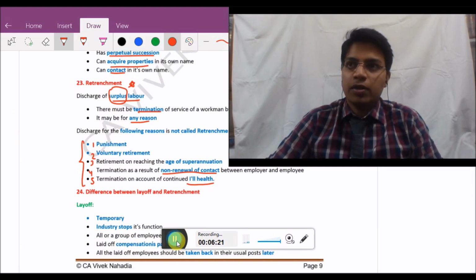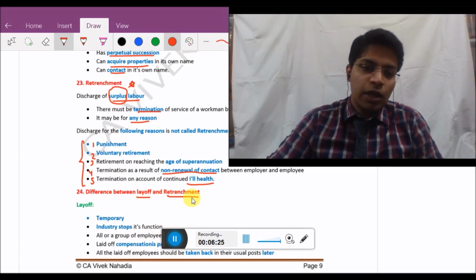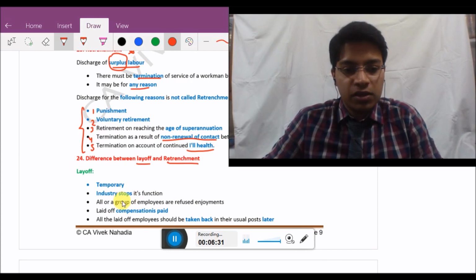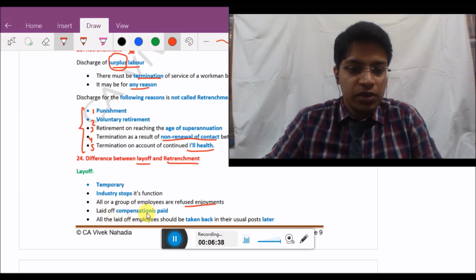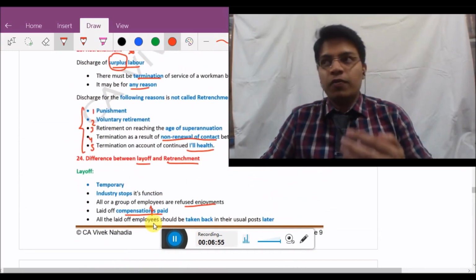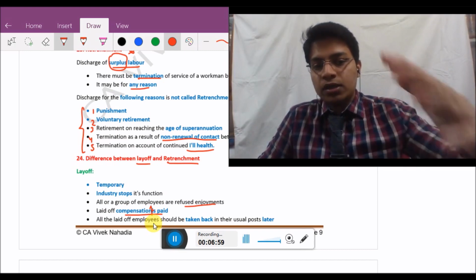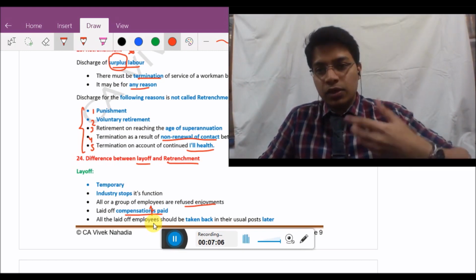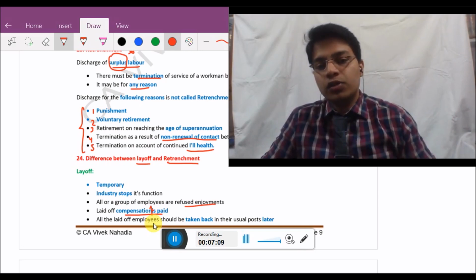Difference between layoff and retrenchment. Layoff is temporary. Industry stops its function. All or a group of employees are refused employment. Layoff compensation is paid. Here a gap should be there. All the laid off employees should be taken back in their usual post later. So what is layoff? Layoff means temporarily the employees are laid off and again they come back after some period. During this time, layoff compensation is also paid.